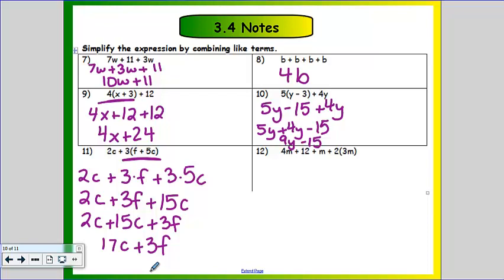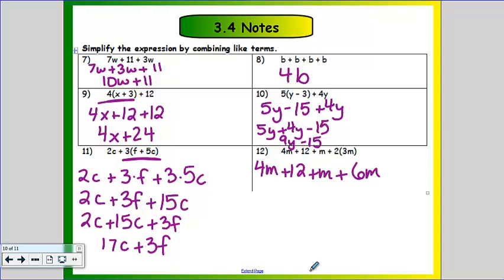Number 12, last one here, we have 4m plus 12 plus m plus 2 times 3m. So there's no distributive property here, because if you look in the parentheses, there's no addition or subtraction there. So that just means that we're multiplying together the 2 and the 3m. So we'll start with that. So we have 4m plus 12 plus m plus 2 times 3m gives us 6m.